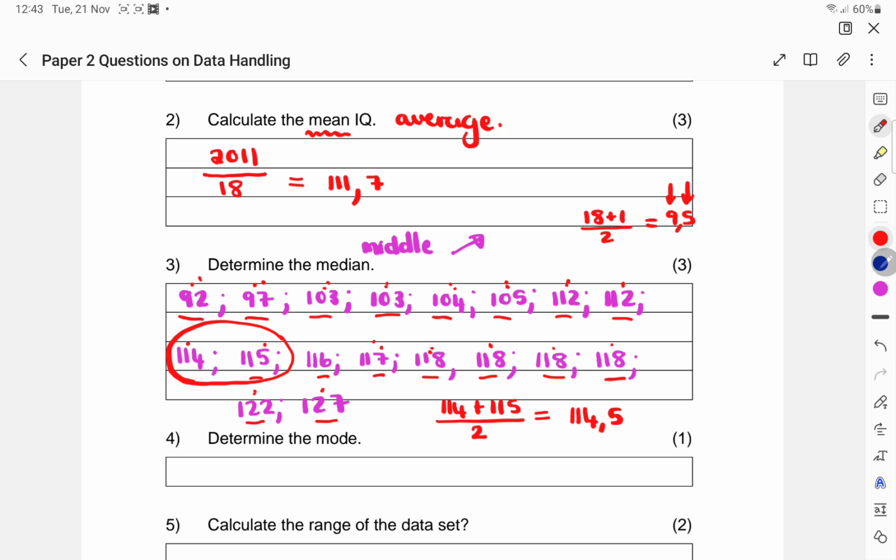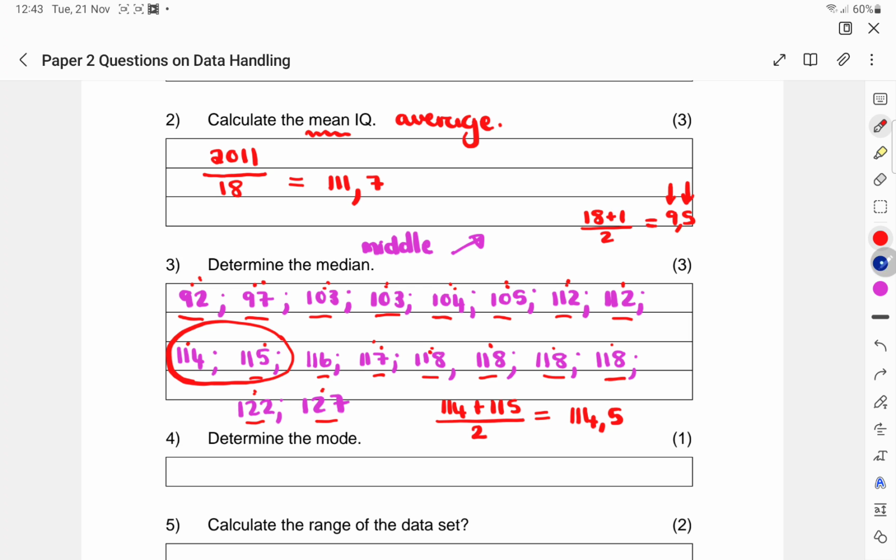Just don't make the mistake of typing 114 plus 115 divided by 2 all in one go into your calculator. Your calculator is going to apply BEDMAS, and then it's going to divide that by 2, and you won't get an answer that is between 114 and 115. Hopefully your logic kicks in and tells you the middle should be 114.5, between 114 and 115.